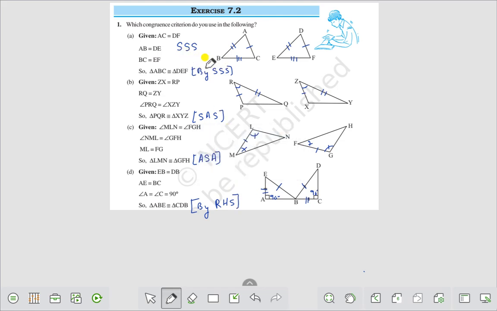Here you see this is by the side, side, side congruent rule, this is by the side angle side congruent rule, this is by the angle side angle congruent rule, and this is by the right angle hypotenuse side congruent rule.